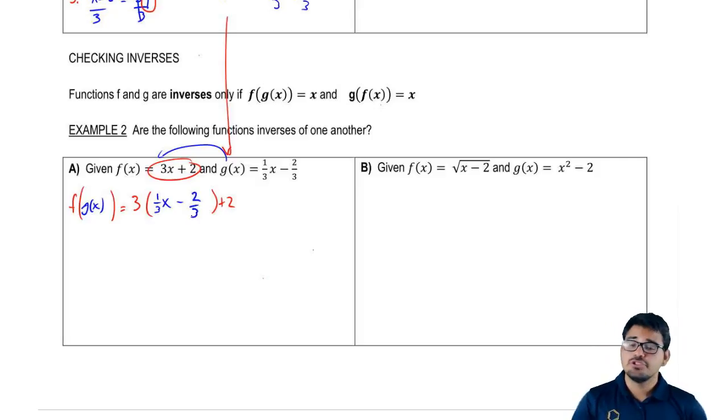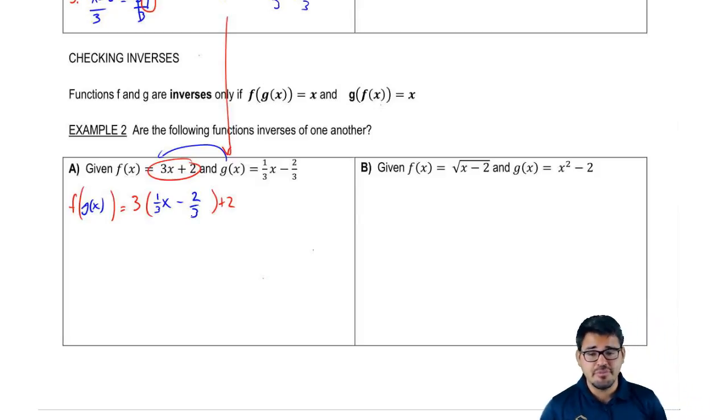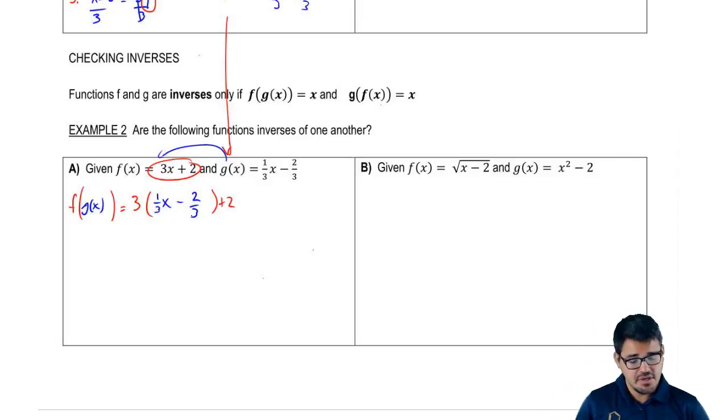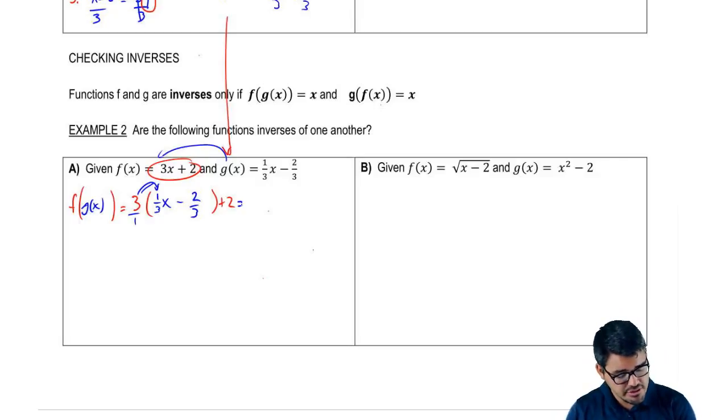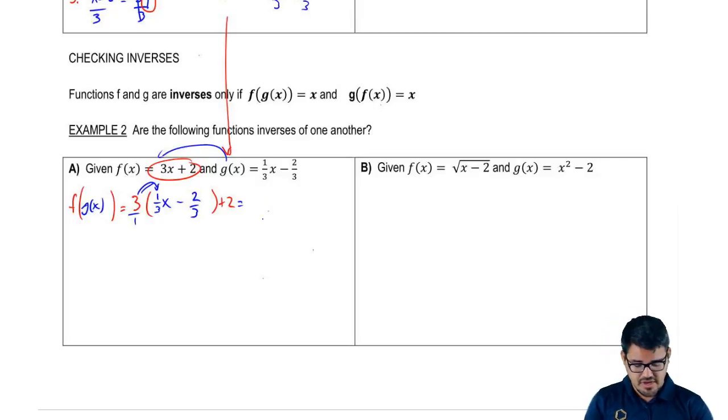Now I am going to distribute and check if I get x. So I'm going to distribute this into here. Let's make this 3/1. So I multiply straight: 3 times 1 is 3, 1 times 3 is 3. So 3/3 is 1, so 1x, or just x.